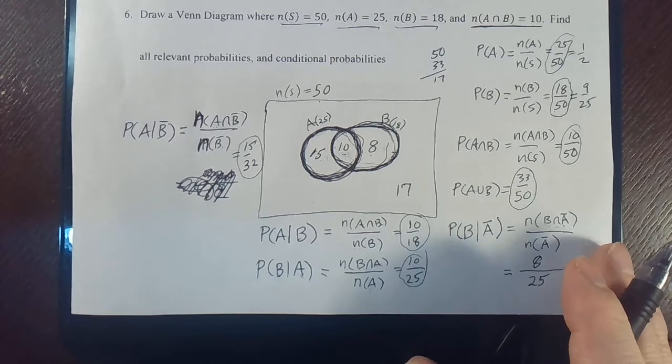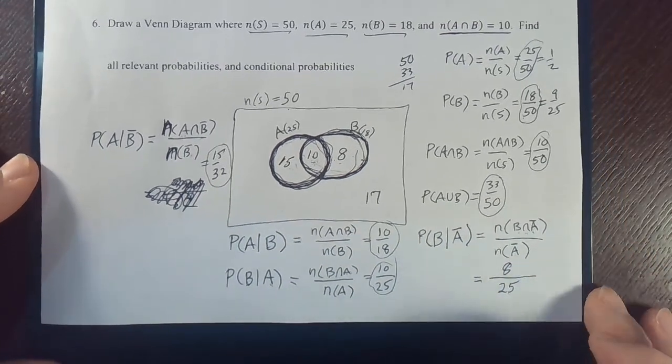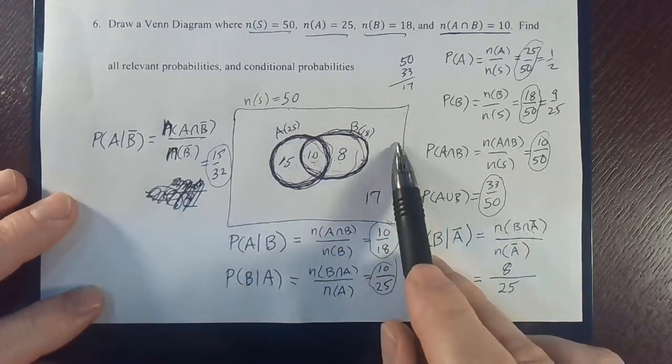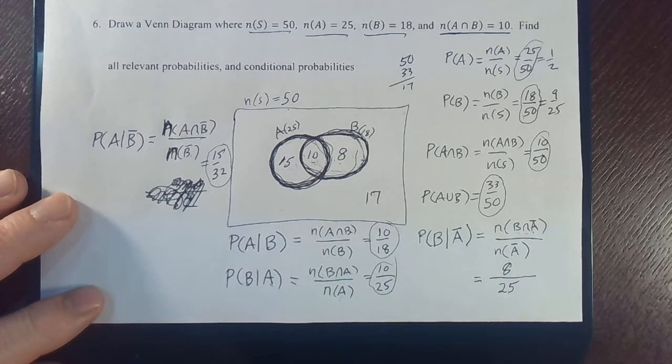And there are other, I could come up with more, but I think that gives us a good feel for how to get all the probabilities from a Venn diagram where all of the regions in the Venn diagram have the number of elements in the set.